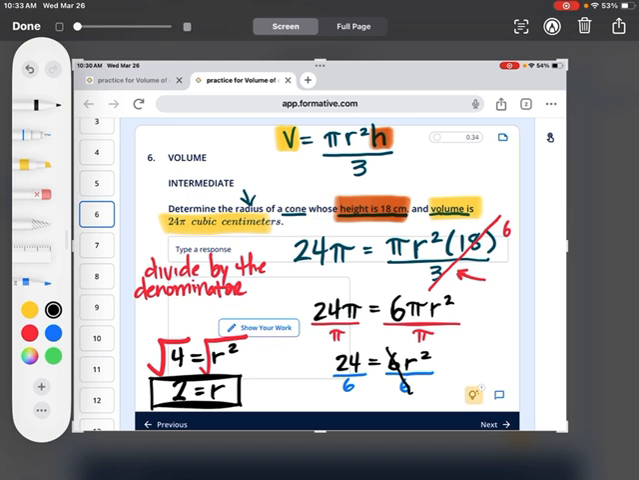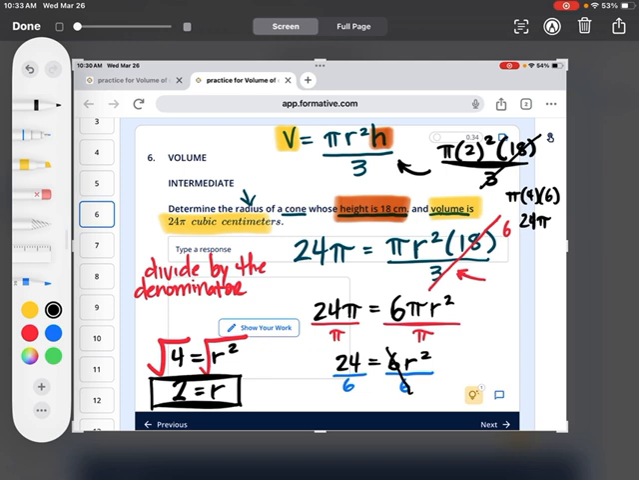And you can double check that by redoing the volume formula and plugging in 2 for the r. We'll use the 18 that was given, and we'll make sure that we get 24. So 2 times 2 is 4. So we have pi times 4, and then 18 divided by 3 is 6. And 6 times 4 is 24 pi. So if we used a radius of 2, then the volume is 24 pi cubic centimeters.